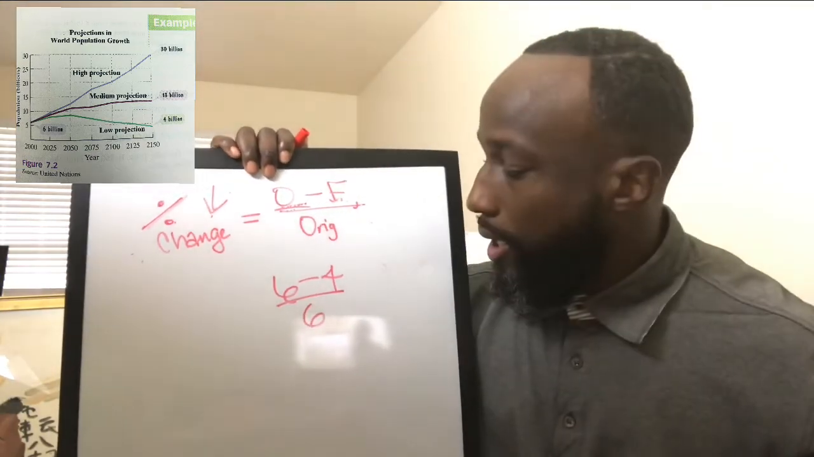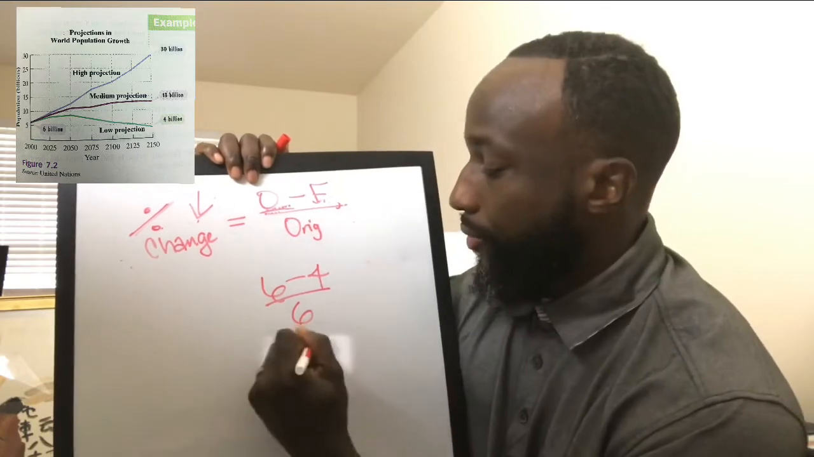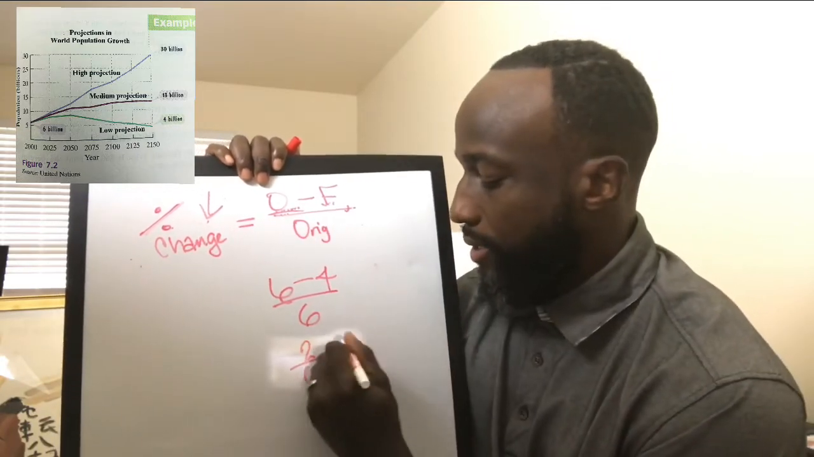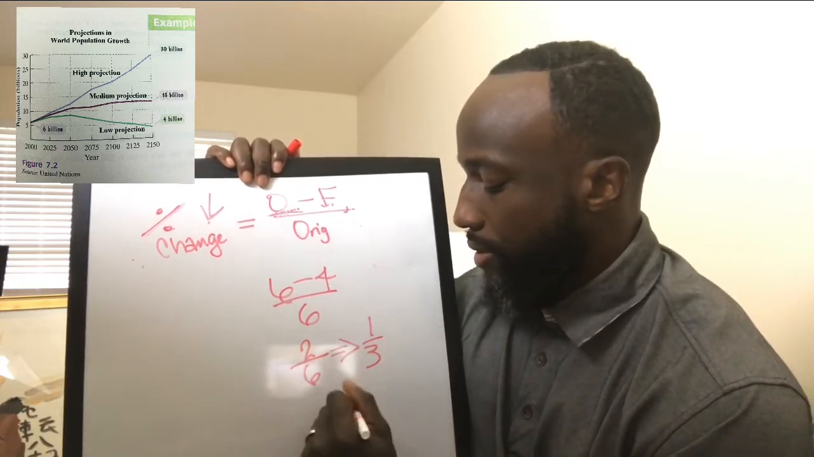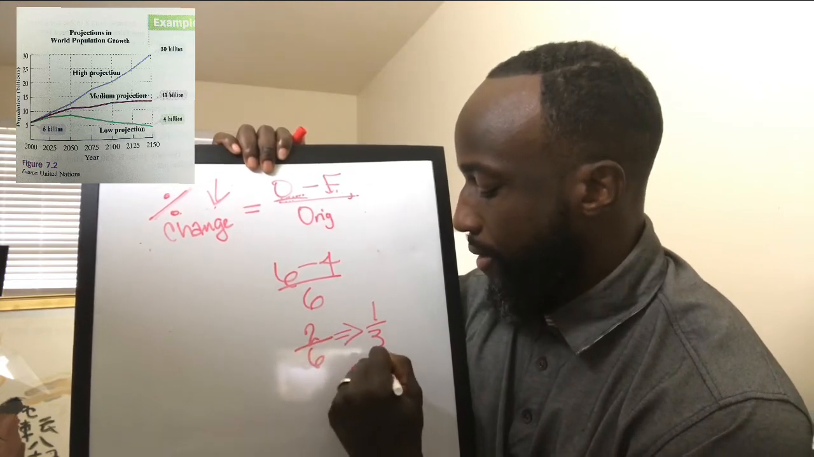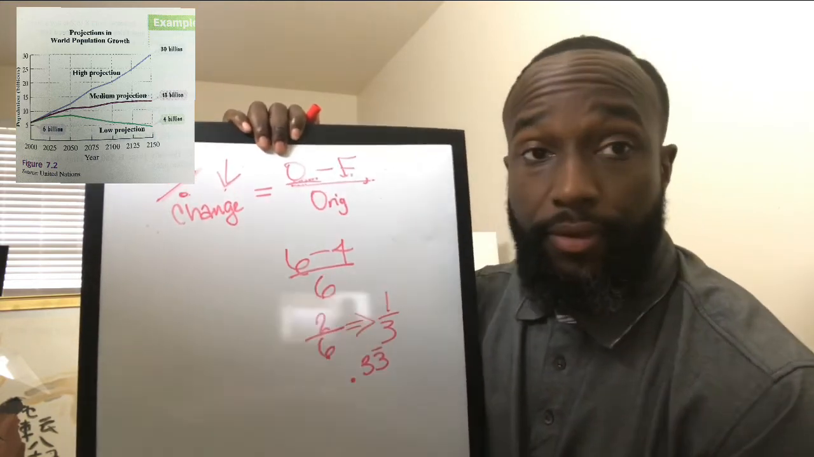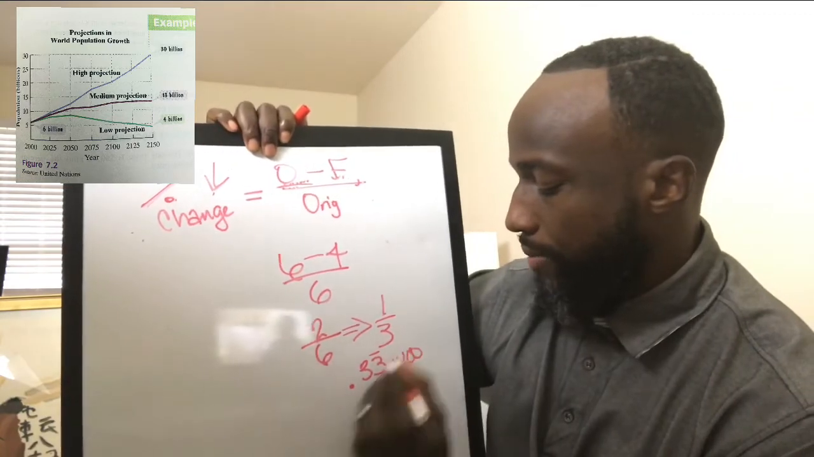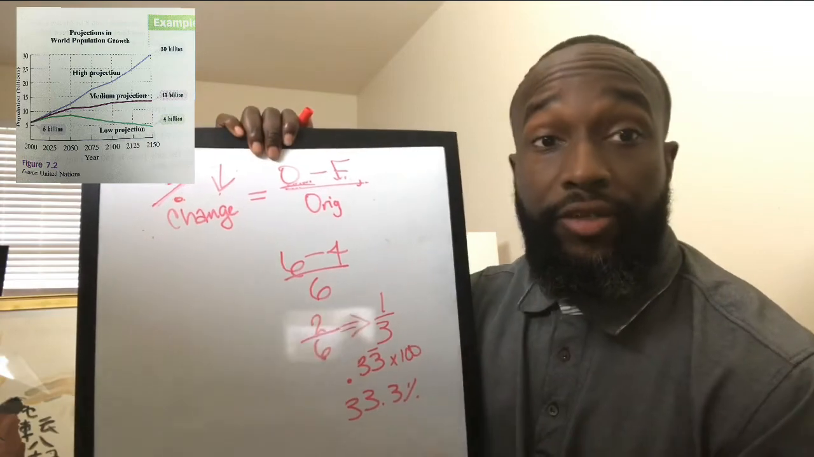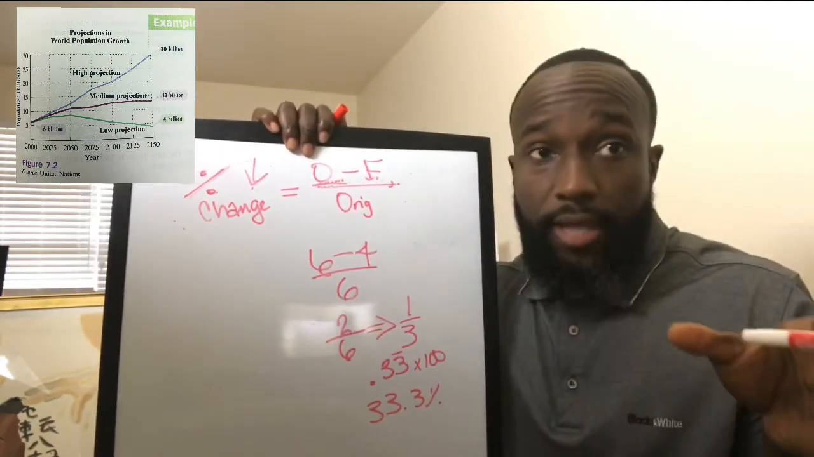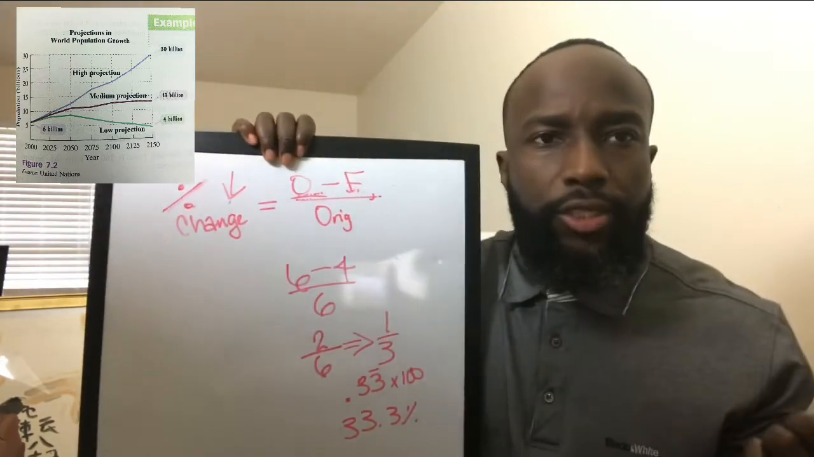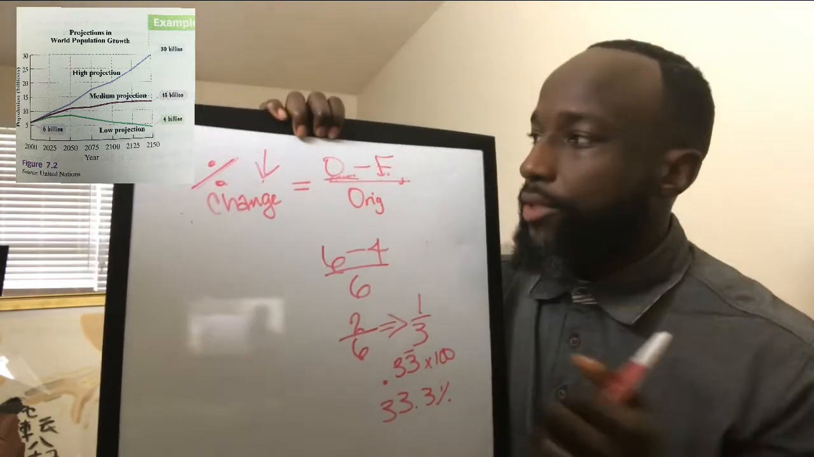So it's going to be 6 minus 4, which is going to give us 2 divided by 6. 2 divided by 6 is going to give us 1/3, which is 0.33 repeated, right? Multiply that by 100. That means it's going to be a 33.3% decrease from 2000 to 2150, right? So that's what you're dealing with, percent increase and percent decrease.